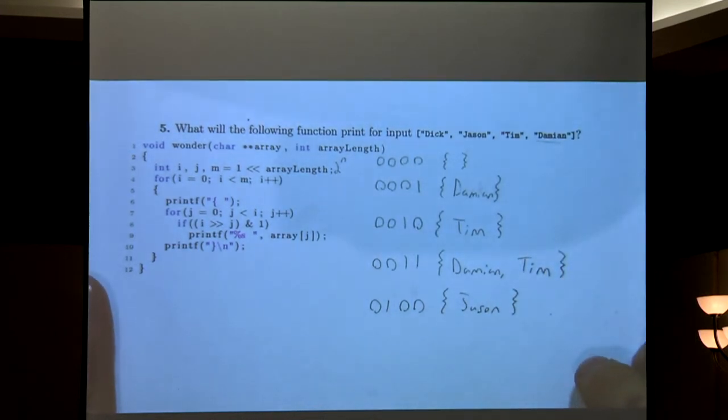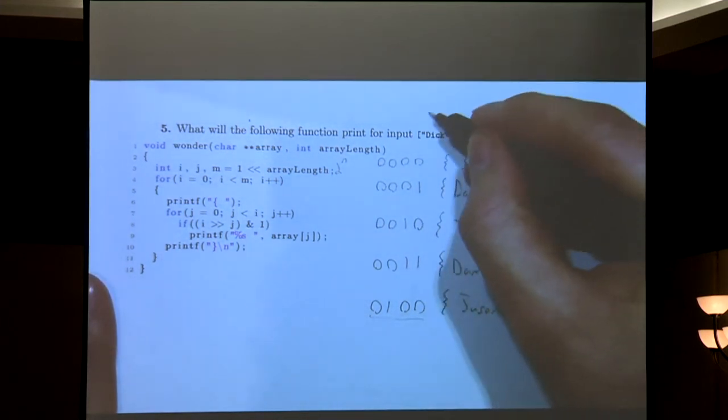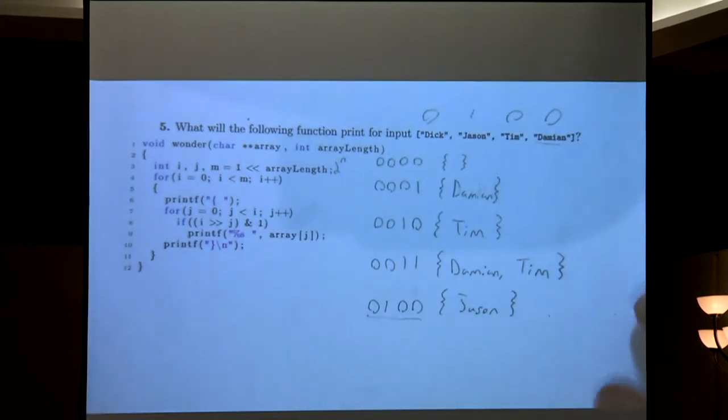Do you see how this is going? These here correspond to like 0, 1, 0, 0 up here. So we're using this integer, just I, to represent which of the indices from the array we're going to print out. Pretty nice.